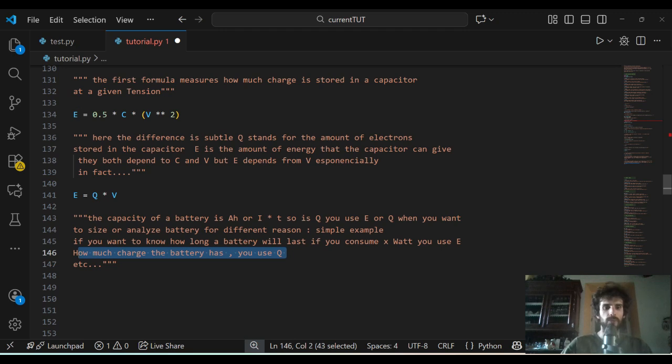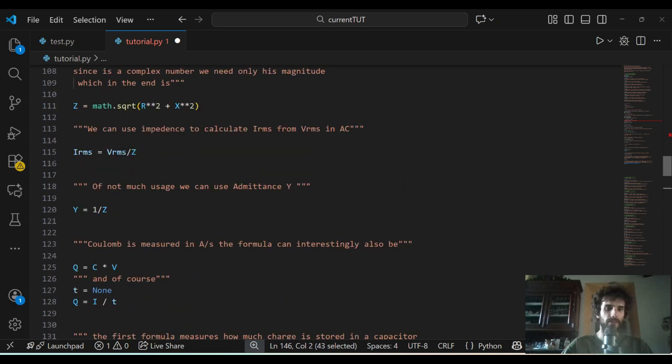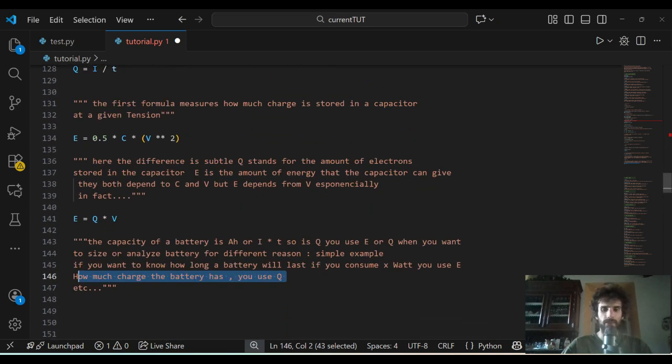Okay, so this was the first lesson. In the next lessons, we will also talk about other physical variables and physical formulas, and then further on I will end up using Python to generate some functions for software.